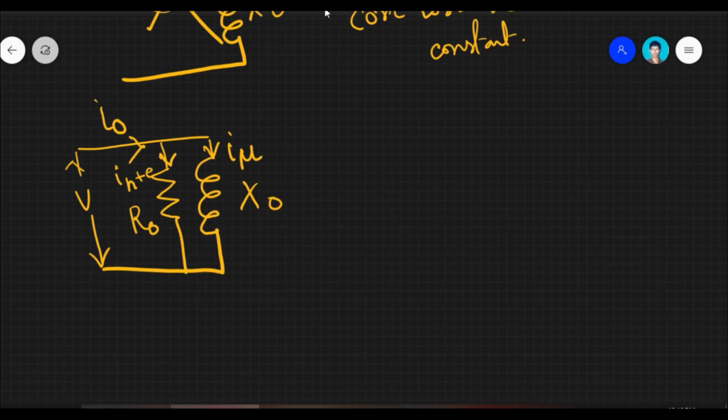So, if somebody asks us to draw the phasor diagram, it will be like this: V1, then you have this I mu, and also you will have one more component here, that is in phase with your voltage, that one is I H plus E. So what is your resultant current? The resultant current will become this, this is our I naught.